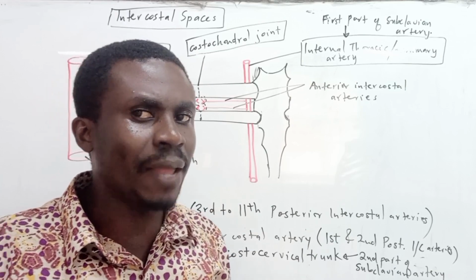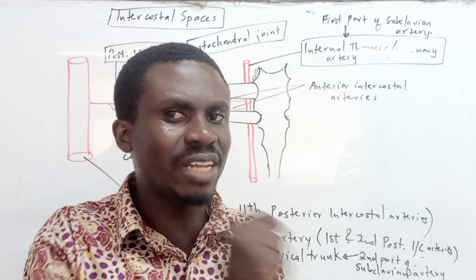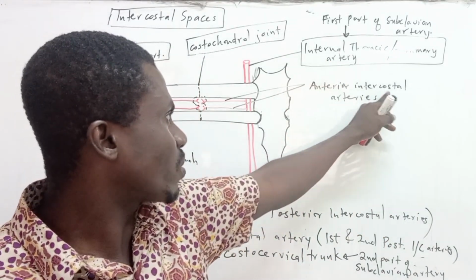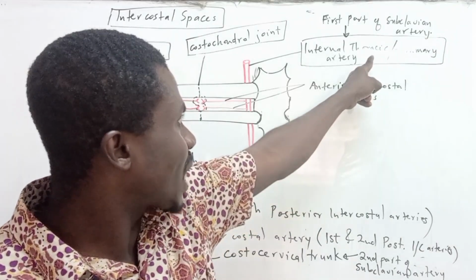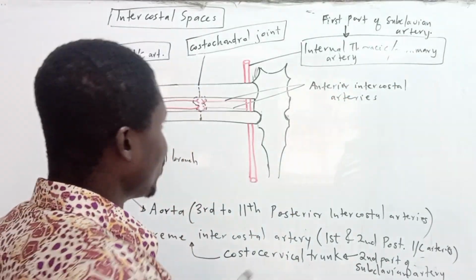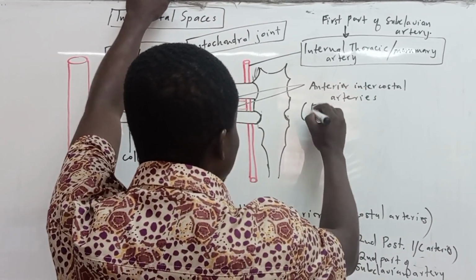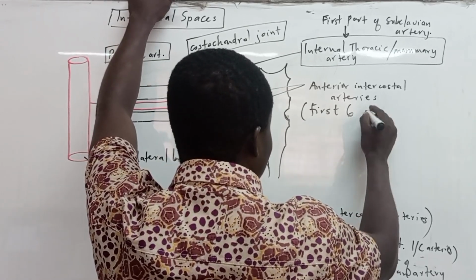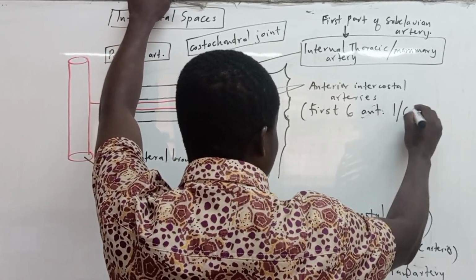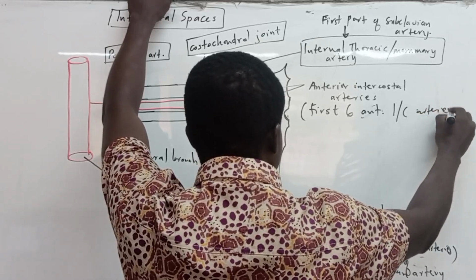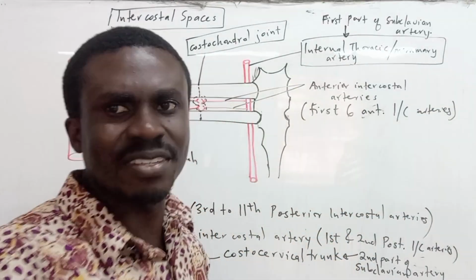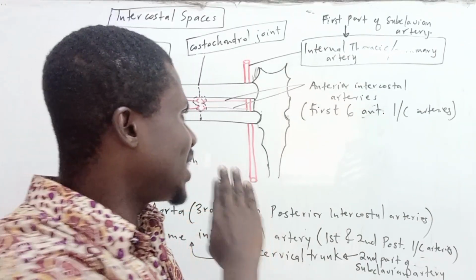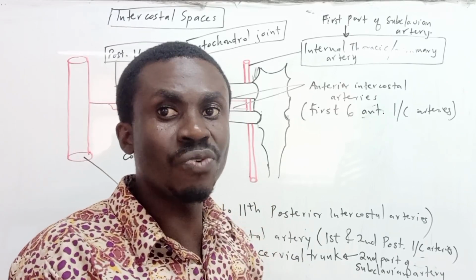I told you that for the anterior, we are going to have 9 intercostal arteries. Now, those ones which will be coming from this internal thoracic artery are actually the first 6 anterior intercostal arteries. Now, how about the remaining 3? The remaining 3 will be coming from a branch of the same internal thoracic artery, which you call musculophrenic.